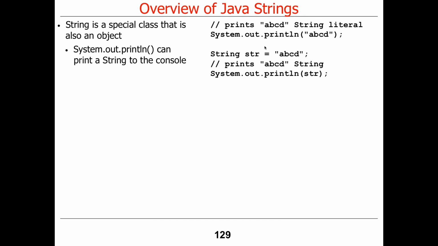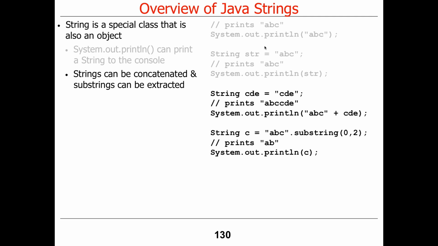Here's an example of how you can print stuff out. Here we print the string literal to the output, ABCD. Here's a case where we make a string that points to that literal, and we print the string, and that gets printed out. You can also do some other things to strings. Keep in mind, strings are always immutable, so when you do operations on them, they create new strings. Here's an example where we have one string with CDE, and we print the string literal ABC, and we concatenate CDE to the end of it, so that prints ABCCDE.